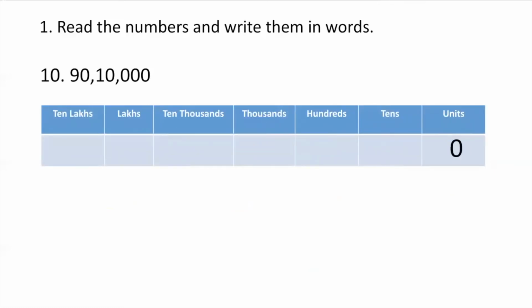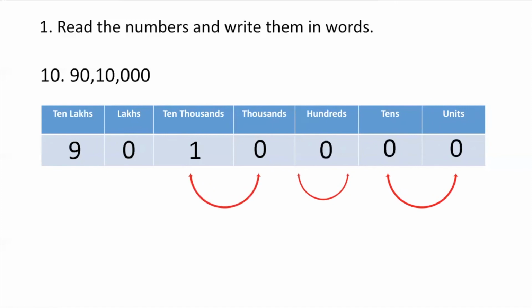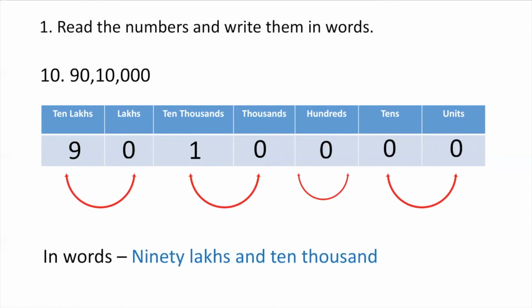We have 0 in the units place, 0 in the tens place, 0 in the hundreds place, thousands place 0, 10,000s place we have 1, lakhs place we have 0, and 10 lakhs place we have 9. So again in this number, tens and units together, hundreds, then we have thousands and 10,000 together, and lakhs and 10 lakhs together. So we write this number as 90 lakhs and 10,000.